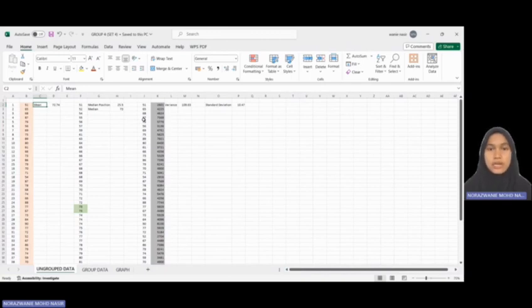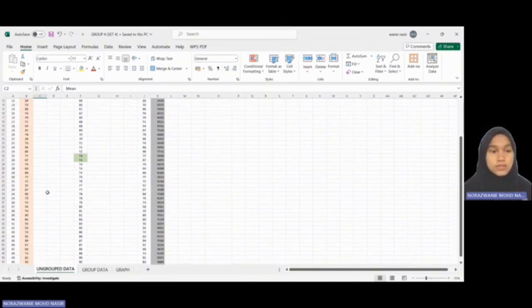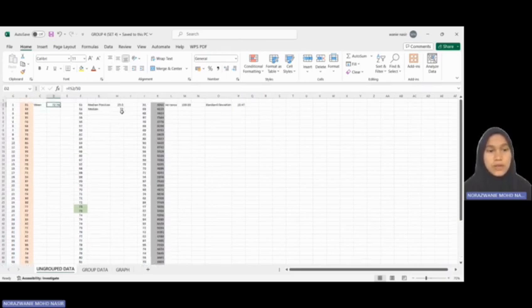Assalamualaikum warahmatullahi wabarakatuh. My name is Nina Razwani binti Muhammad Nasir. So I'm going to explain how to calculate and insert an answer in Excel. First we are going to calculate the mean. The formula of mean is the total amount of data over the total number of data. So you just need to take the total amount of data over the total number of data, and then you will get the answer.